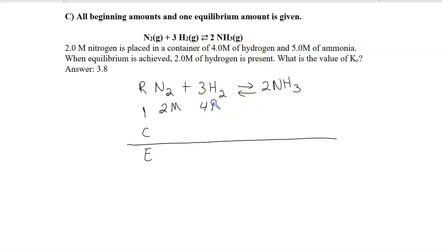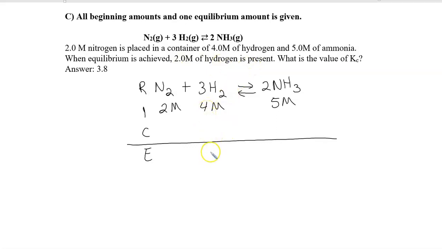So that guy's going to be there. And then 5 molar ammonia. So everybody's got some numbers going on there. That's good. It says when equilibrium is achieved. So now the number that they're about to give me is going to go down at the E, and they are giving me that 2 molar of hydrogen is present.